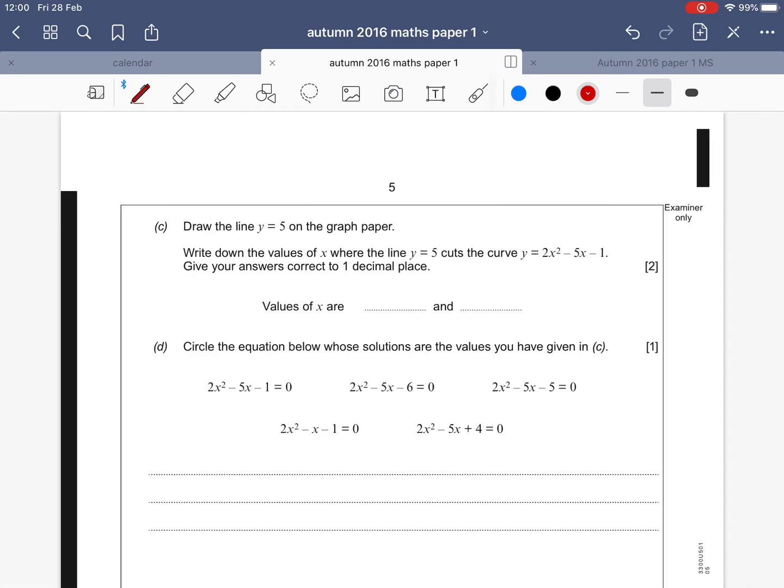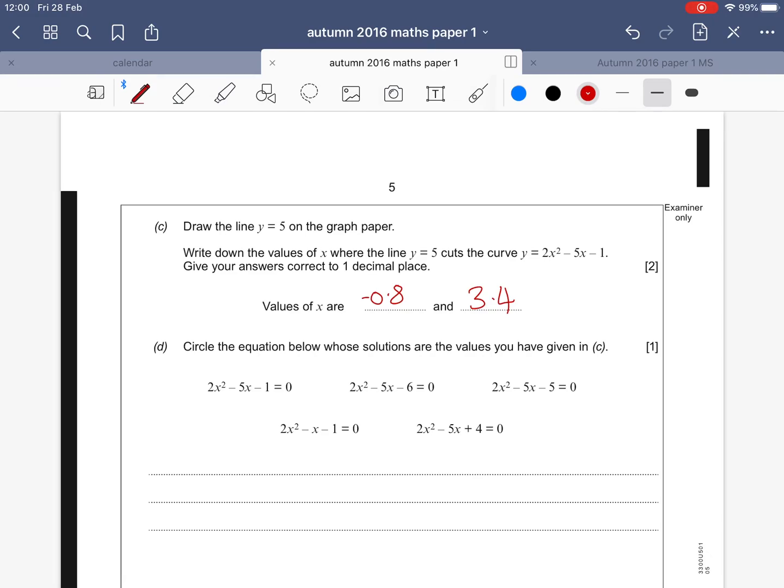So minus 0.8 and 3.4. If your answers are close to that, I'd still give you the marks as long as you read your graph correctly.